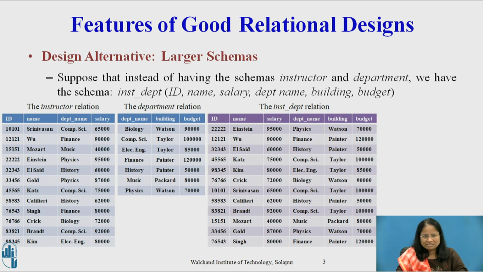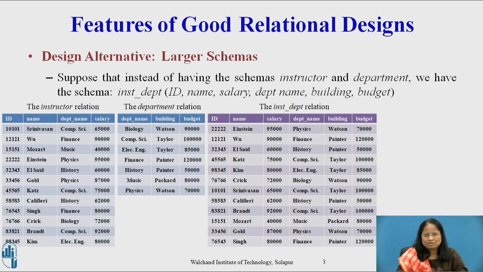Features of good relational design, design alternatives, larger schema. Now let's explore the features of this relational database design as well as some alternatives. Suppose that instead of having the schema instructor with the attributes ID, name, salary, department name and department relation with the attributes department name, building and budget, we have the schema instructor-department with the attributes ID, name, salary, department name, building and budget. This represents the result of natural join on the relations corresponding to instructor and department. Consider the instance of instructor-department relation.